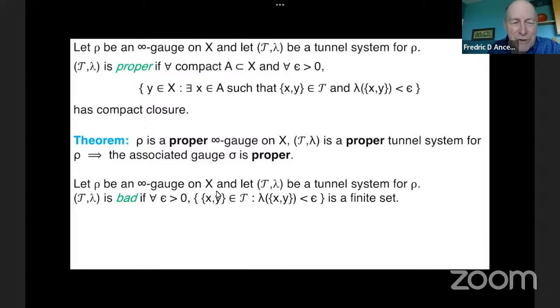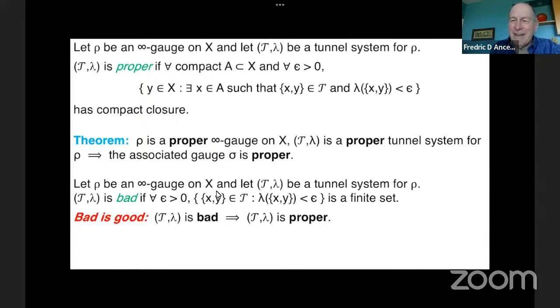If you wanted to get between 2 points, you might have to go a long distance. You're looking at steps that either are in your tunnel or finite distance apart. Because of this, only finitely many tunnels have length less than epsilon. This might take you a long time. And so I'm calling that a bad tunnel system, but bad is good because if your tunnel system is bad, it's proper. So the idea is if you can find bad tunnel systems, then you're going to be able to create proper finite value gauges.